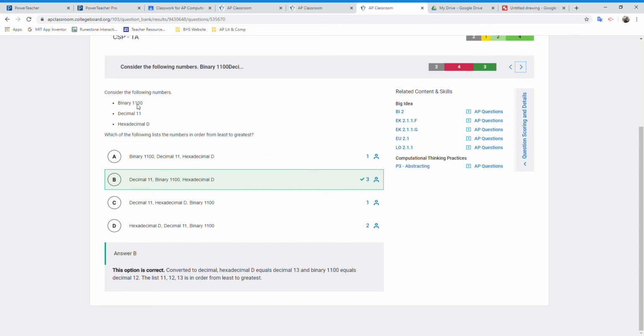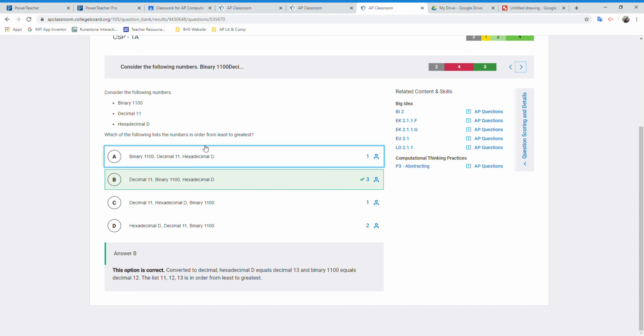The best way to do something like this when you have binary, decimal and hexadecimal, always go back to decimal. Decimal 11 is the value. Now in binary, if you convert it to decimal, because everything has to be converted to decimal, this is the ones place, the twos place, the fours place, the eights place. This right here is decimal 12. We have decimal 11 and decimal 12. Hexadecimal, remember, you get 0 through 9, and then A is 10, B is 11, C is 12, and D is 13. So consequently, this is decimal 11, this is decimal value 12, and this is decimal value 13.